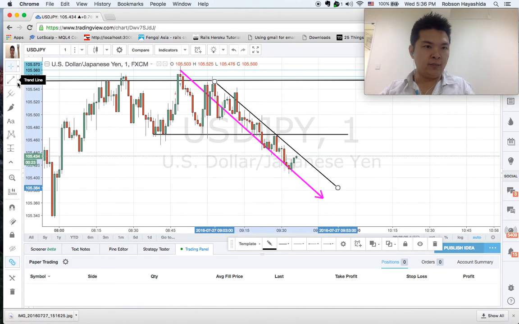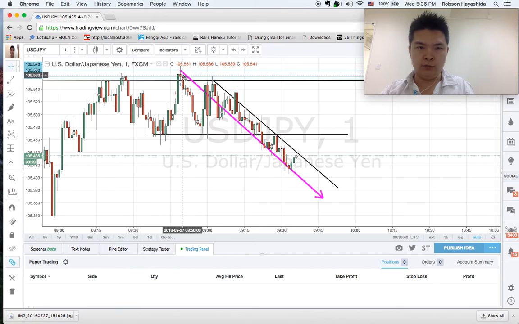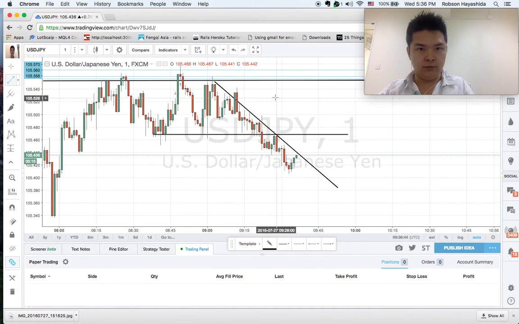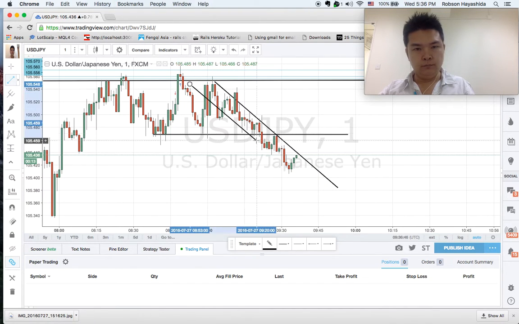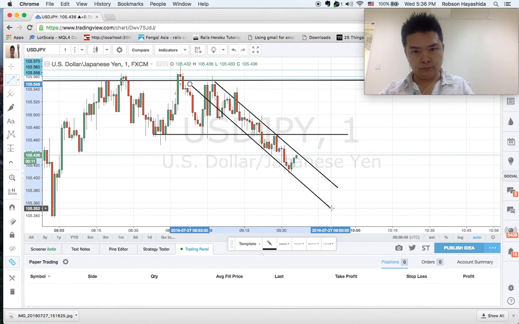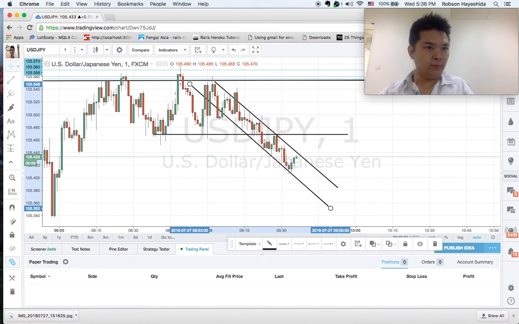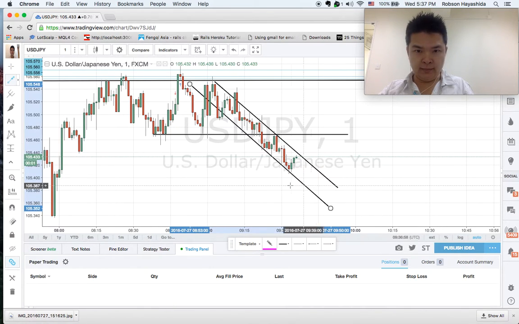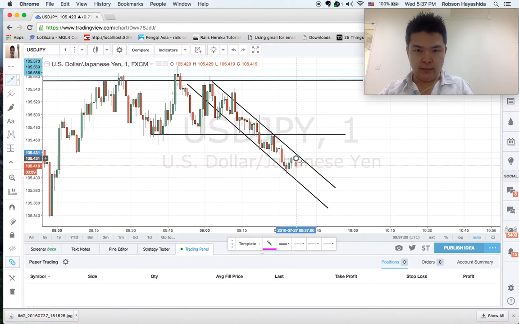Actually, let me change this to black, so it's easier. Okay. So I expect the price, no, I will sell here, okay? And I expect that from here, I expect to see something like this, okay?